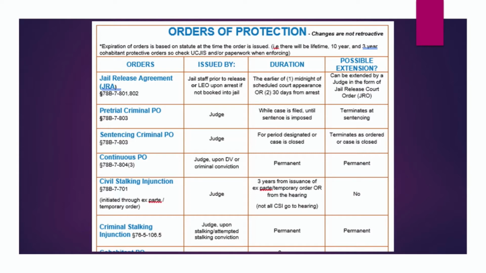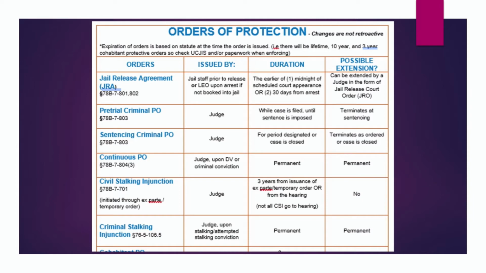Pretrial criminal protective orders and sentencing criminal protective orders just terminate the same as they have before. Continuous protective orders and the criminal stalking injunctions are the only permanent orders that we have now. You may remember, those that have been around, the old days when we had civil protective orders that were permanent. Then that got changed to 10 years, and now it's been changed to 3 years. The civil protective orders are now only 3 years.